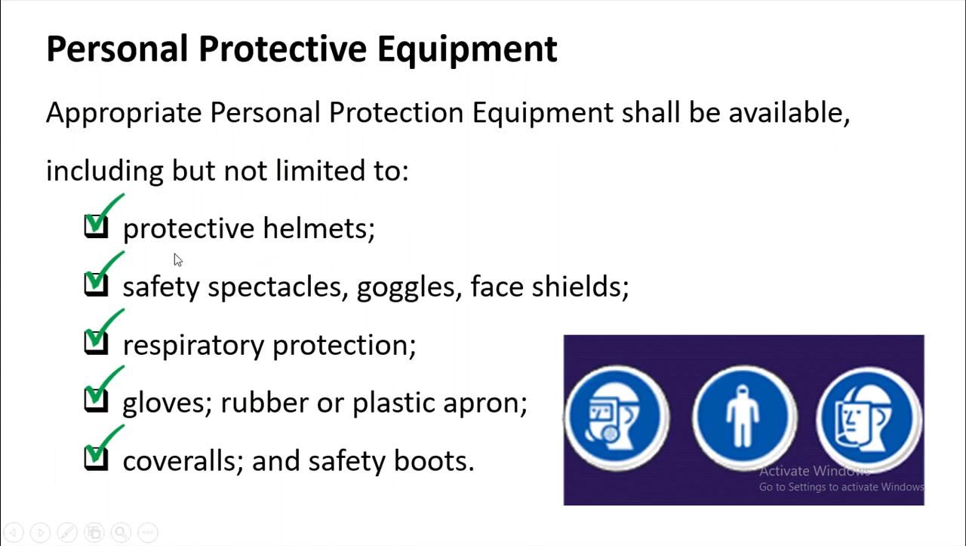Examples of the PPE: protective helmets, safety spectacles, goggles, face shields, respiratory protection, gloves, rubber or plastic apron, coveralls, and safety boots. So those are some PPE that we can use when we are handling hazardous materials. But we are not limited to this PPE, we can add more. For example, the SCBA, if we need an SCBA, not only a mask. Okay, so it's not limited to these only, so always check what type of PPE is required based on the MSDS, and comply with it so that we can prevent the exposure of our workers to the hazardous materials.